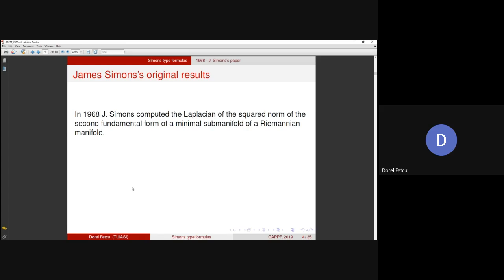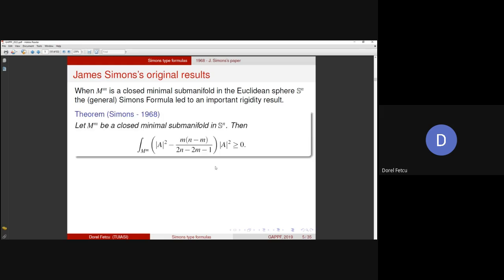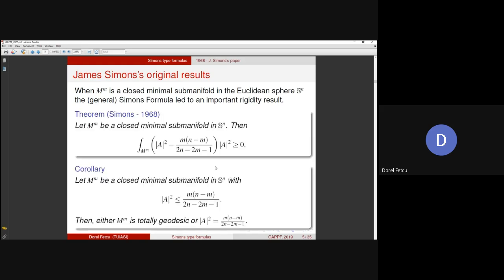In 1968, James Simons computed the Laplacian of the squared norm of the second fundamental form for a minimal submanifold of a Riemannian manifold. In the simpler case of the minimal hypersurfaces in the Euclidean sphere, this formula has this very nice form. Using the general Simon's formula for minimal submanifolds in the Euclidean sphere, James Simons obtained a very important rigidity result.